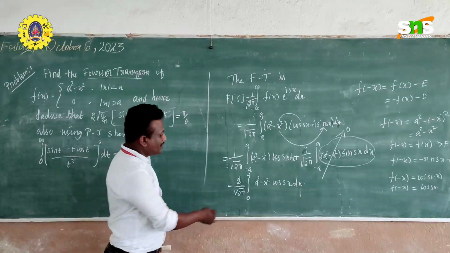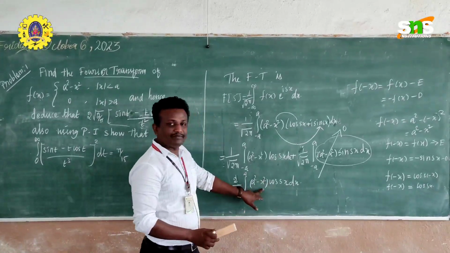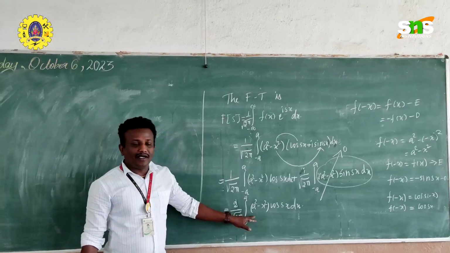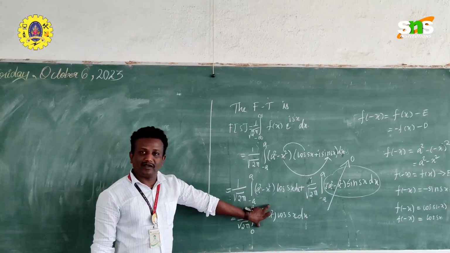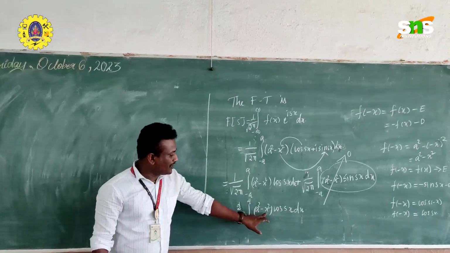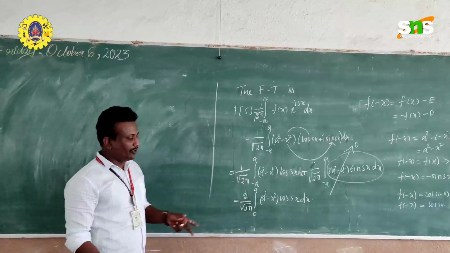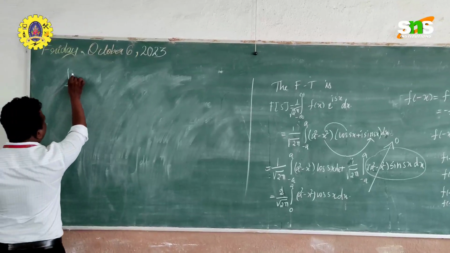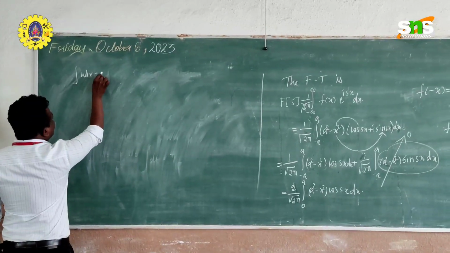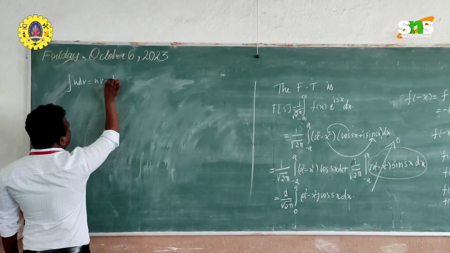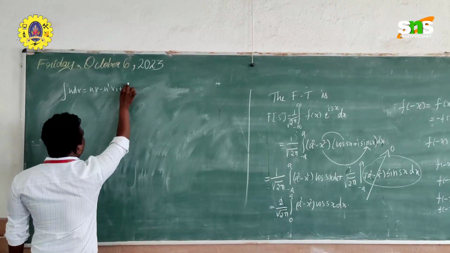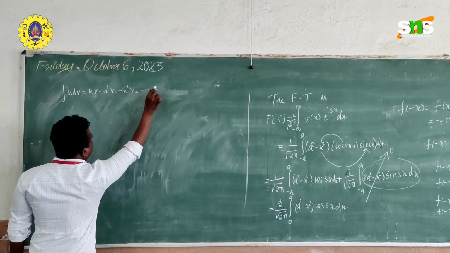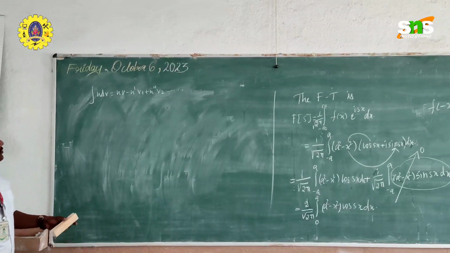Now we are going to integrate this part. Okay. Let us see how to integrate this part. As we have UV form in integration, so we are going to apply Bernoulli's formula. Just write the Bernoulli's formula. What is Bernoulli's formula? Integral of U dV is equal to UV minus U dash V1 plus U double dash V2 minus, etc. This is our Bernoulli's formula.